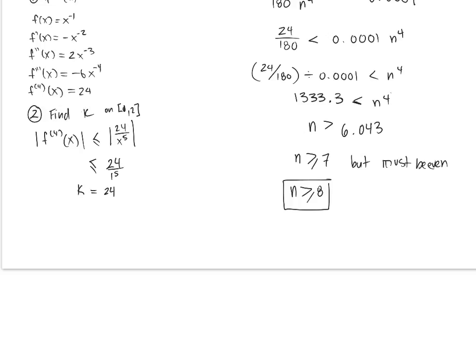But compare that to the previous estimates. We had to use 41 for trapezoid, right? 29 for midpoint, and only 8 for this one. If you're talking about computational time like a computer's using, that's a lot better, right? Or even just button punching time for yourself. Does Mills have a question? Did you have a question? No? Okay.